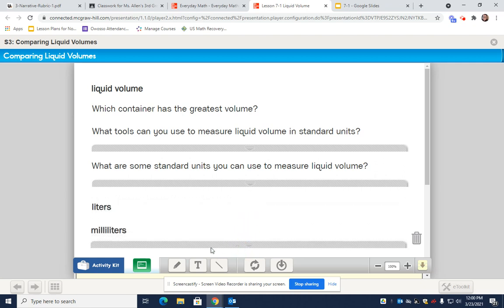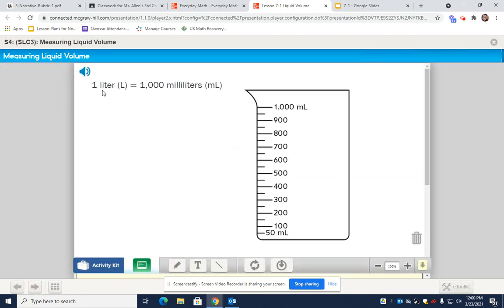We can measure liquid in liters and milliliters. So let me show you. 1 liter equals 1,000 milliliters. So this shows us milliliters. If we were to fill with water here, we would have 50 milliliters. If we were to fill with water here, 100. If I were to fill water to here, I would have 500 milliliters. But if I were to fill it all the way up here, I would have 1,000 milliliters or 1 liter.